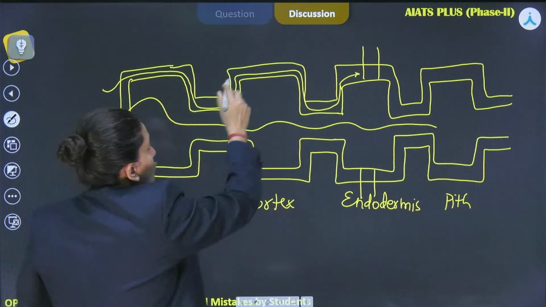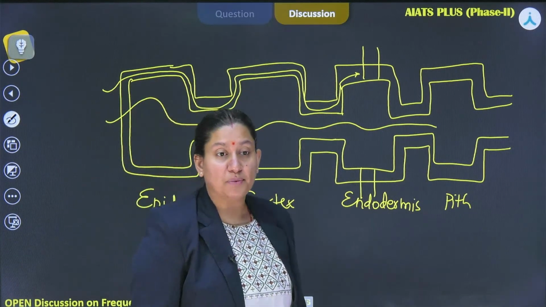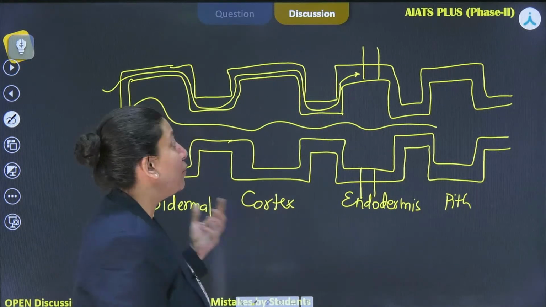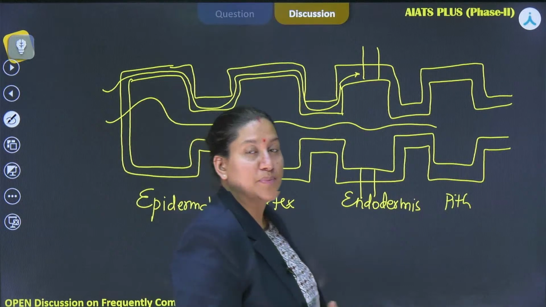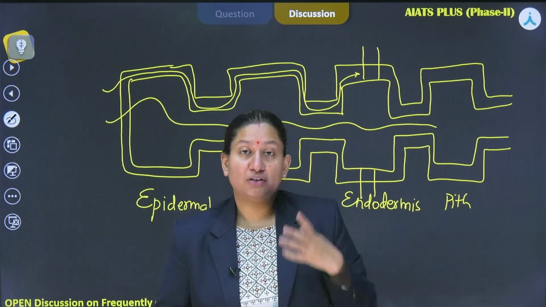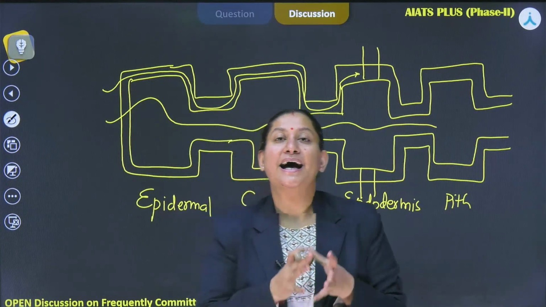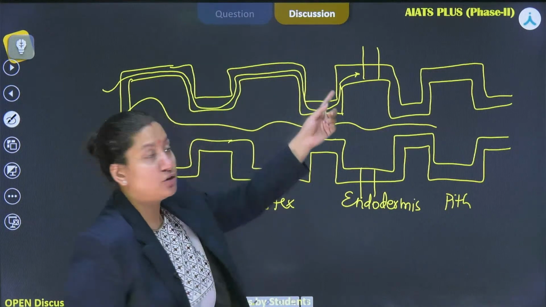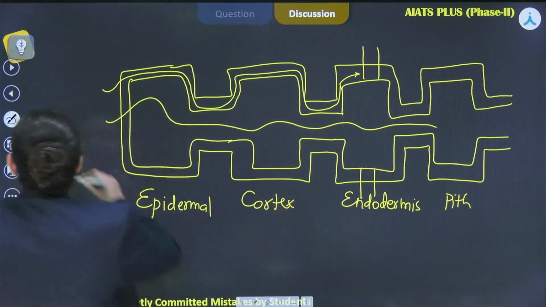but if they are taking this apoplastic pathway, then they are going to be blocked by these Casparian strips. Now why are they being blocked? Because the Casparian strip is made up of a material known as suberin, which is a waxy material, and it is impermeable for the water molecules. That is the reason why this particular passage is being blocked, right?